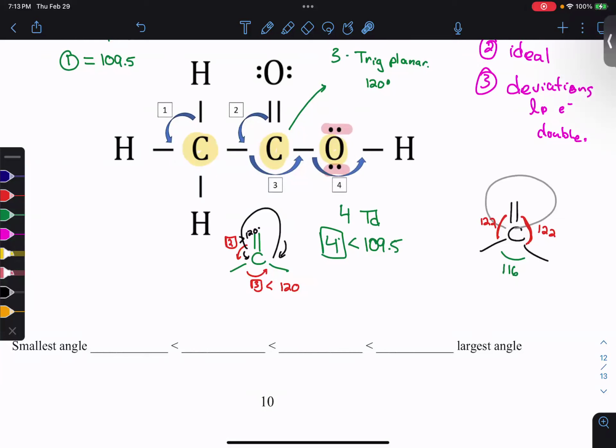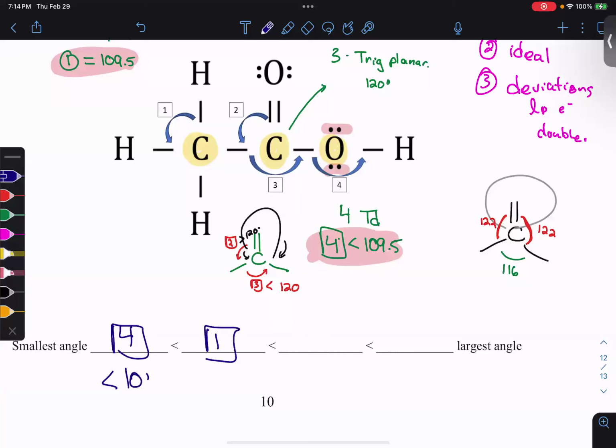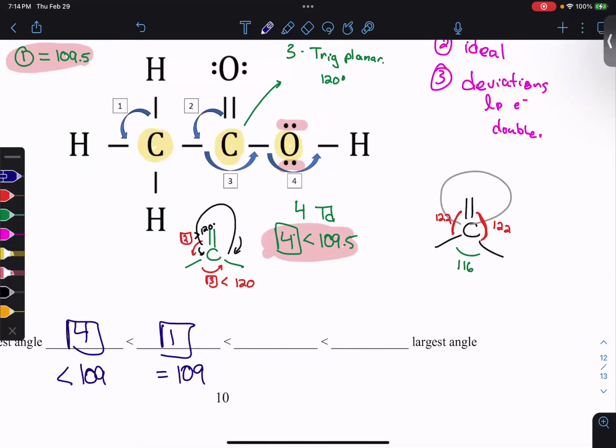So let's actually answer the question. Smallest angles are going to be the tetrahedral ones, because they're in the 109 regime. So which one's smallest? Bond 4. Bond 4 is smallest, then it's 1, because here it's less than 109. Here it's exactly 109. Then what bond angle is next? 2 or 3? It is 3, because this one is less than 120, and then 2 is greater than 120.